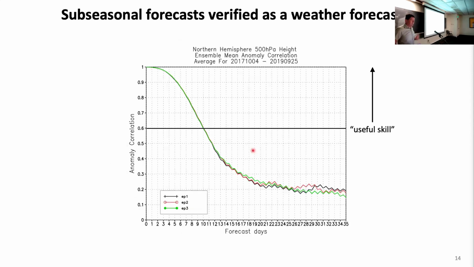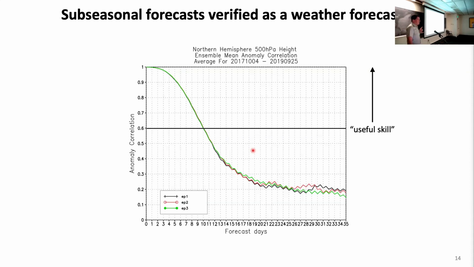So if you extend this to a 35-day forecast, this is what you get. You get useful skill in this case out to day 10. It's a newer model, so it's a little better. But once you get past day 10, the skill just sort of goes down flat. There's no useful skill if you look at any given snapshot.